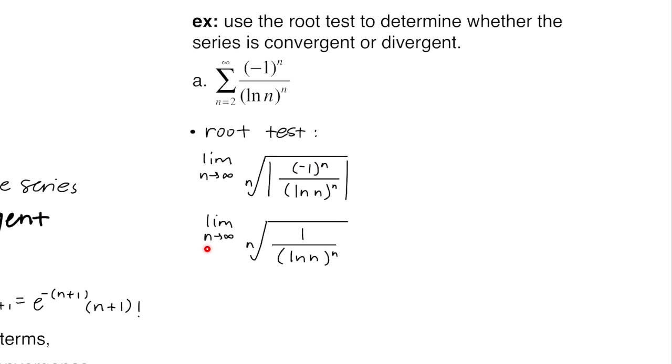So then this becomes the limit as n goes to infinity of the nth root of 1 over natural log of n raised to the n. So next we're going to split up the fraction. We're going to go the nth root of 1 divided by the nth root of this denominator. So now if you take the nth root of 1, you're just going to get 1, and the nth root and this power of n are going to cancel out.